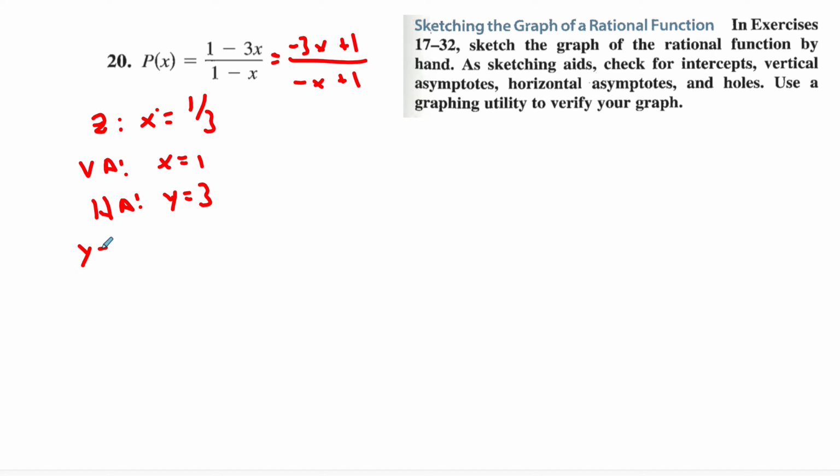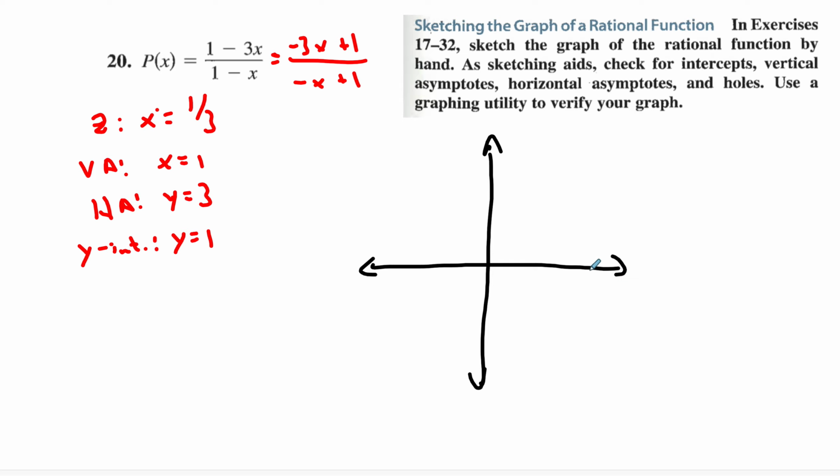And last but not least, I'm going to get the y-intercept. I don't need to worry about the end behavior because I know that it's going to be 3 because of the horizontal asymptote. By plugging in 0, all this goes away, and that means y equals 1. So then what I can do is plot all those points and break the graph into regions.